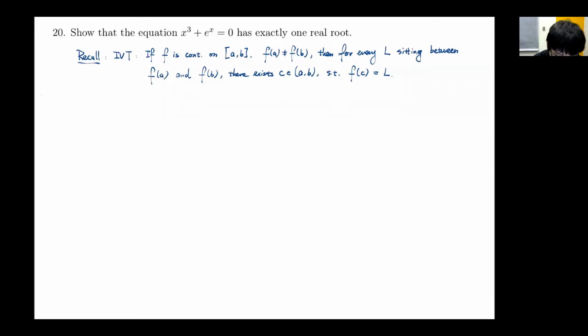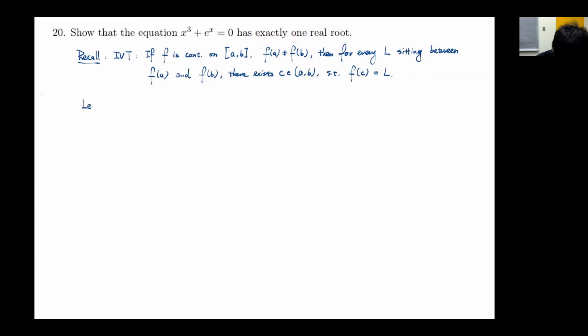We will use the intermediate value theorem to locate one real root. But then we will need to use the mean value theorem to show that there exists exactly one real root. There won't be a second one. Okay, let's start with the solution.